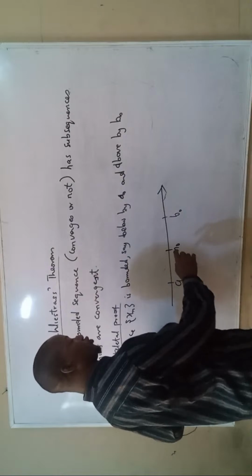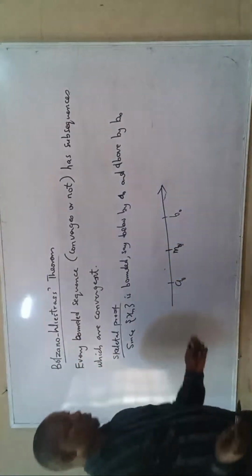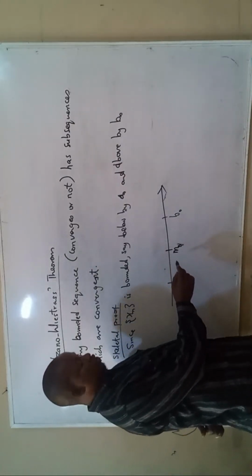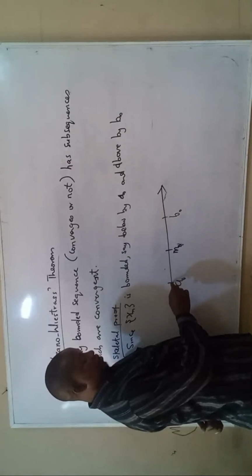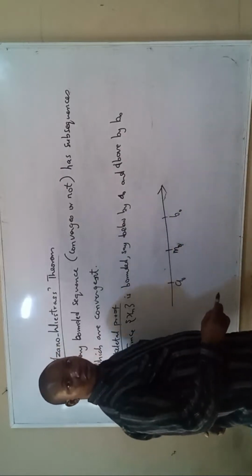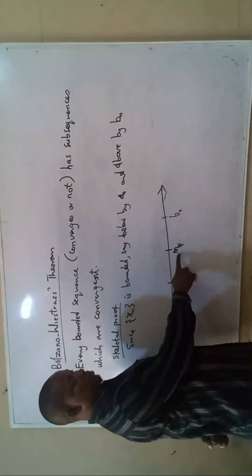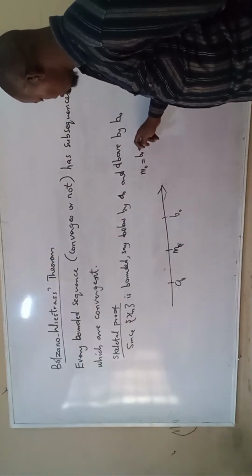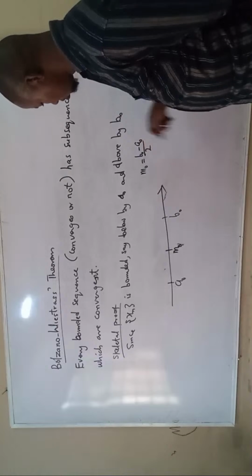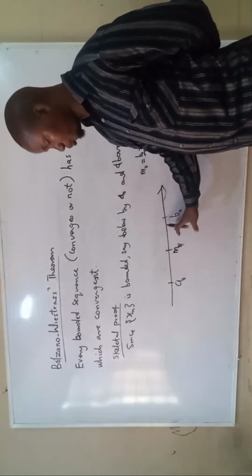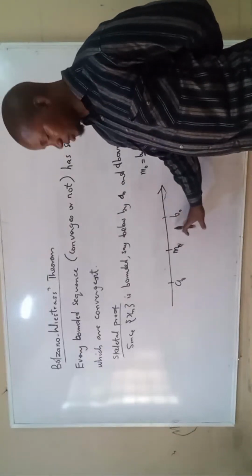So if we partition this interval into 2 and let the middle point be m naught, the middle point is chosen in such a way that the interval from a naught to m naught is the same as m naught to b naught. And this m naught is given by the formula m naught equals b naught minus a naught divided by 2. That's the middle point here. Also, you can choose either way.